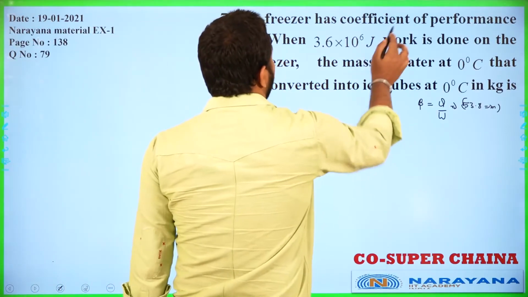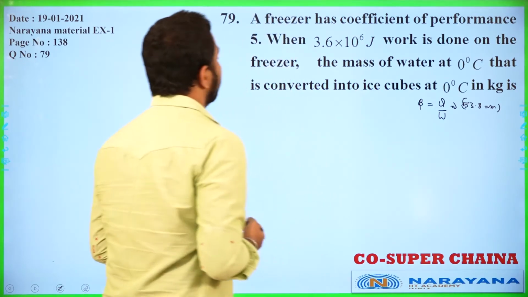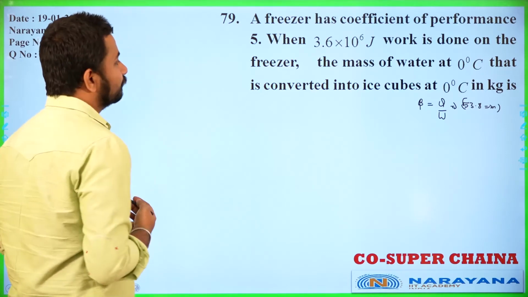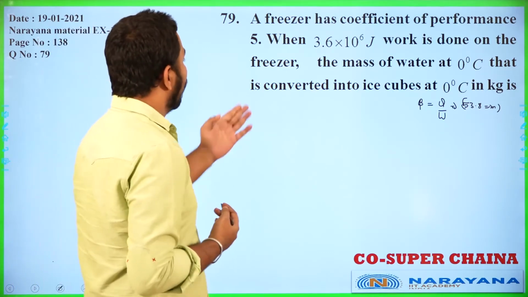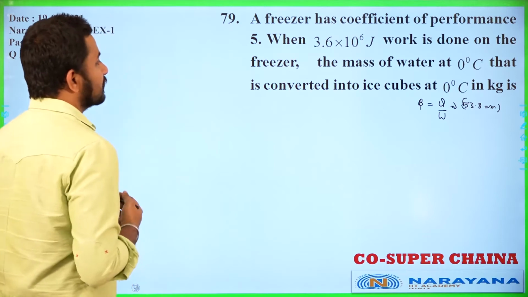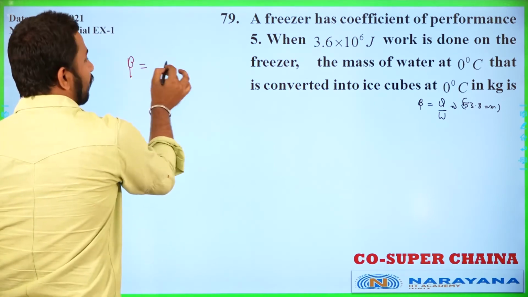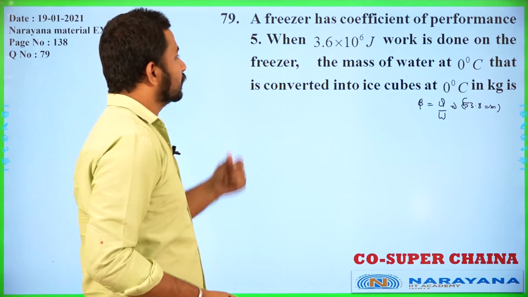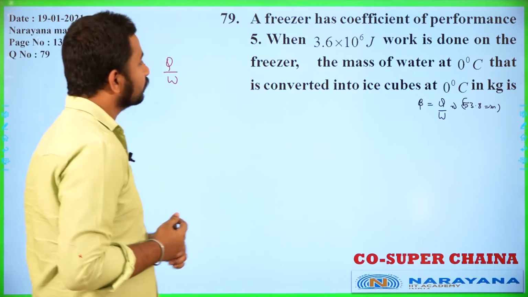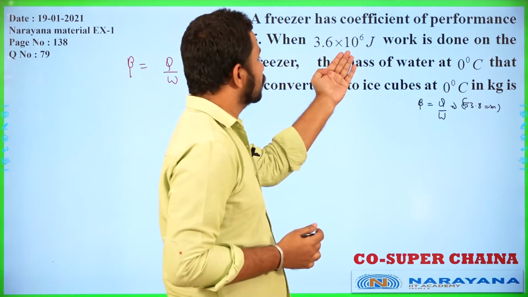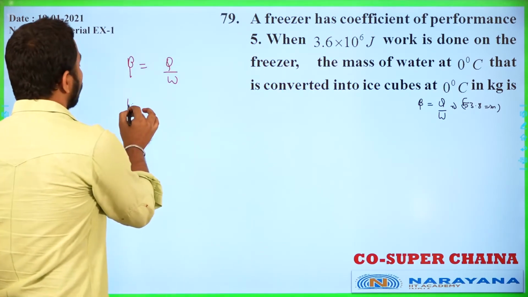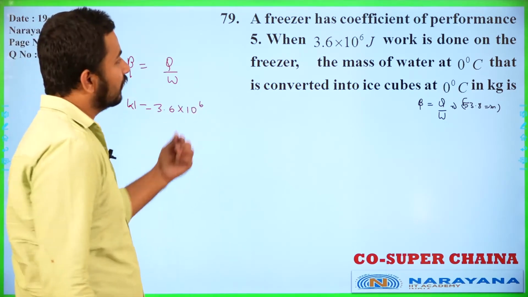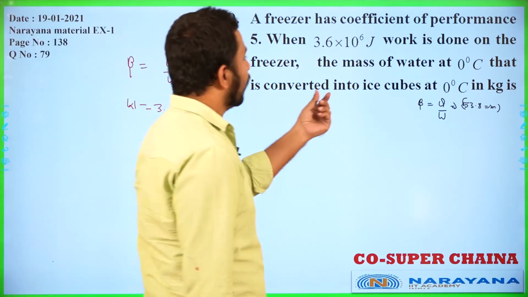A freezer has a coefficient of performance given as 5 when 3.6 joules of work is done. So students, here the coefficient of performance is given. The beta value, we know, is equal to Q by W. The work done is 3.6 into 10 to the power 6 joules, and the mass of water you have to calculate.